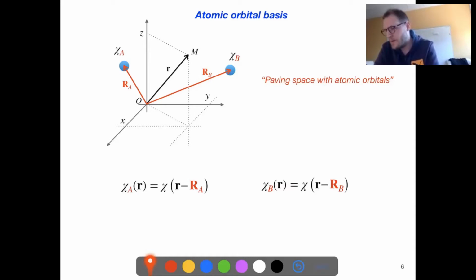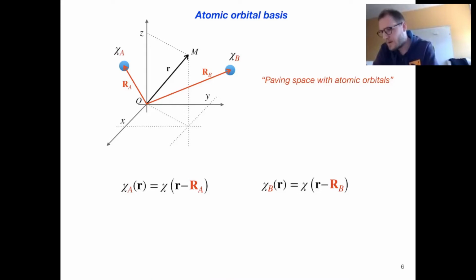Well, from the atomic orbital I introduced previously, the only thing I have to do is basically to replace the coordinates R. I have to shift them by the coordinates of the nuclei. This is how I can center the atomic orbitals on each nucleus. So with a single atomic orbital, I can center it either on the first nucleus, at position RA, or I can also center it at position RB. And this is how I create a basis set. The purpose is to pave space with these atomic orbitals.